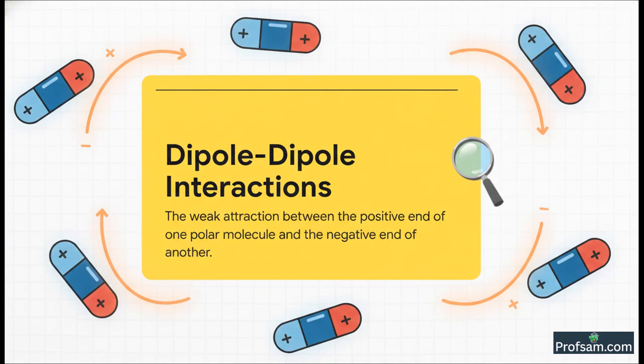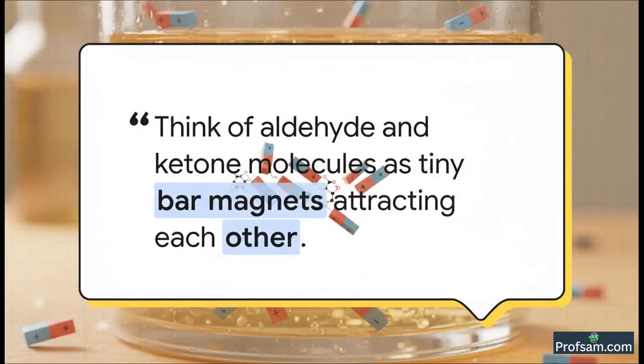And this molecular magnetism leads to a specific kind of intermolecular force. The proper scientific term for this is dipole-dipole interaction. It is simply the weak attraction between the positive end of one of these molecular magnets and the negative end of another one nearby. This is a very good analogy to remember. Just imagine you have a box full of tiny bar magnets. They will naturally try to arrange themselves so that the positive end of one magnet attracts the negative end of its neighbor. This is exactly what is happening inside a liquid aldehyde or ketone.